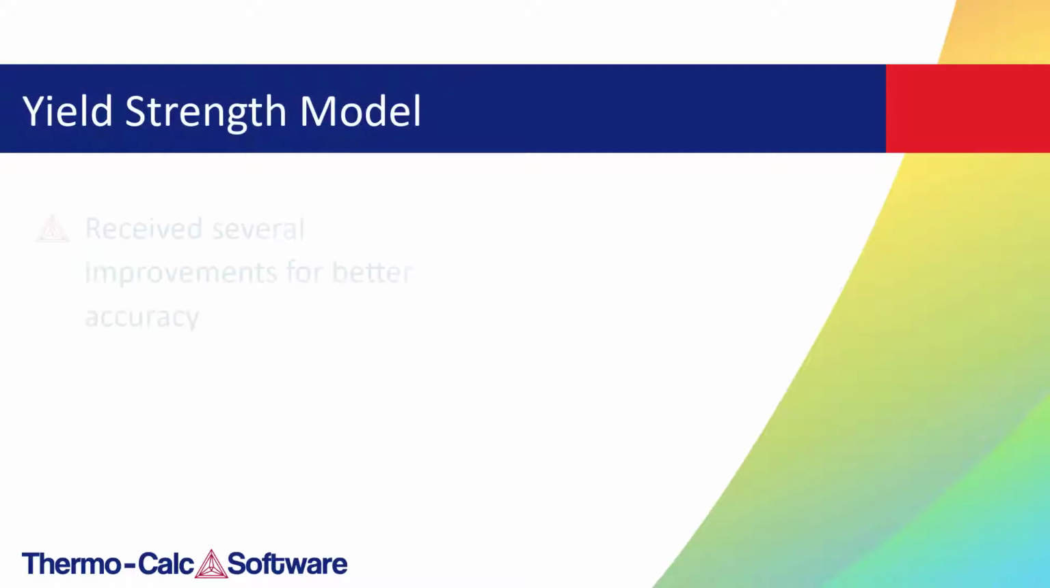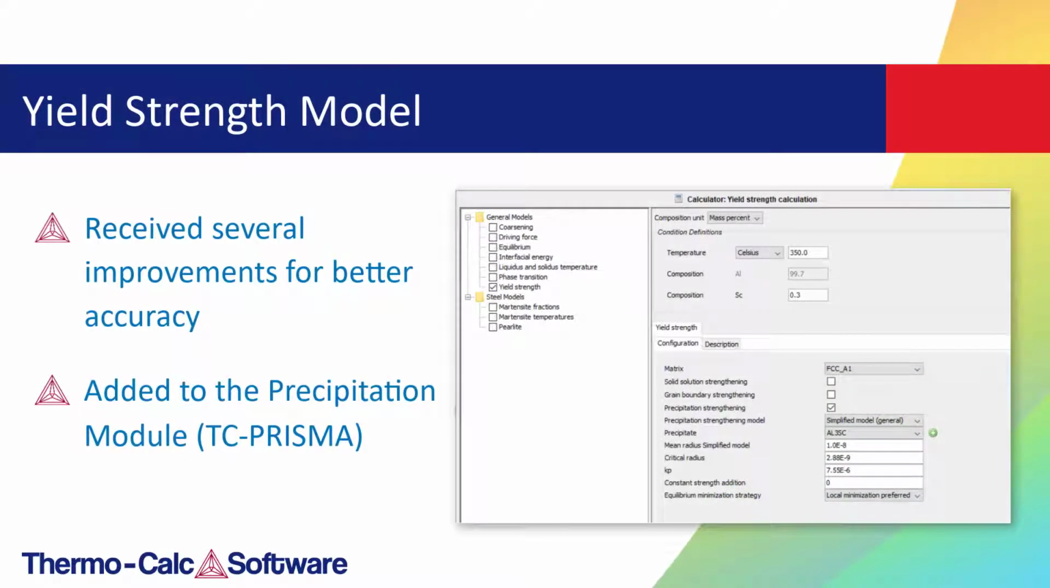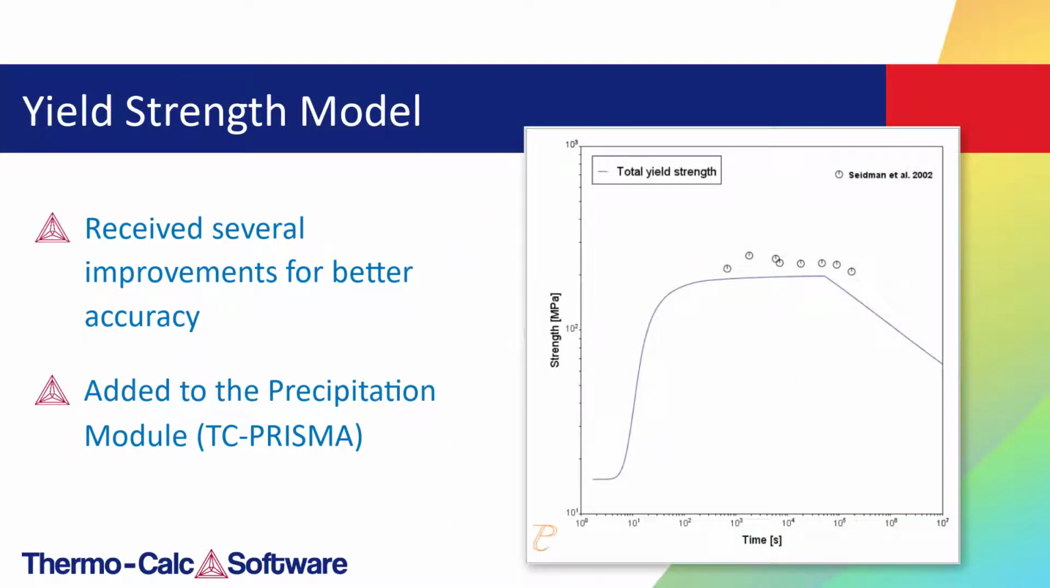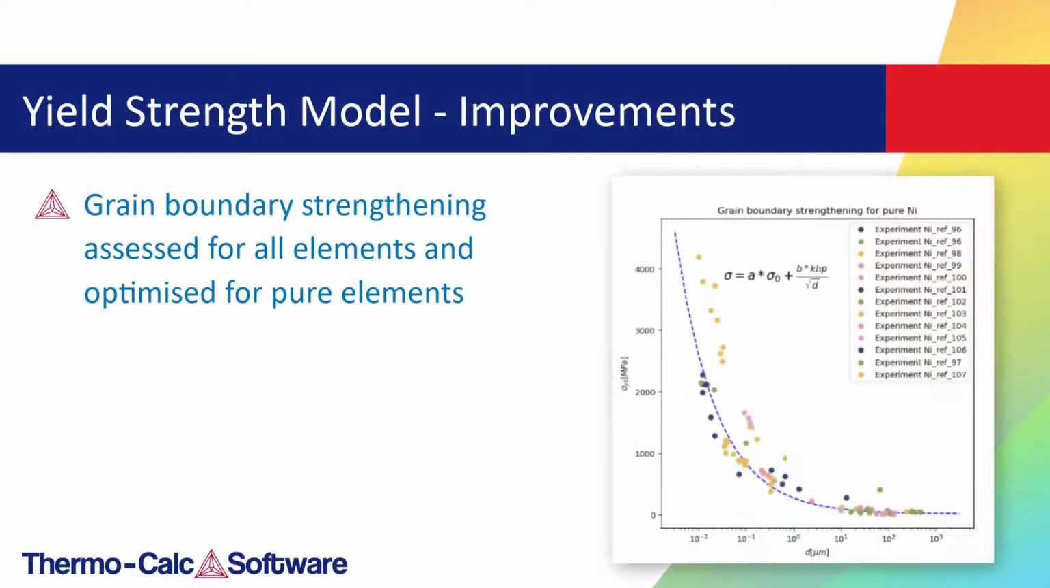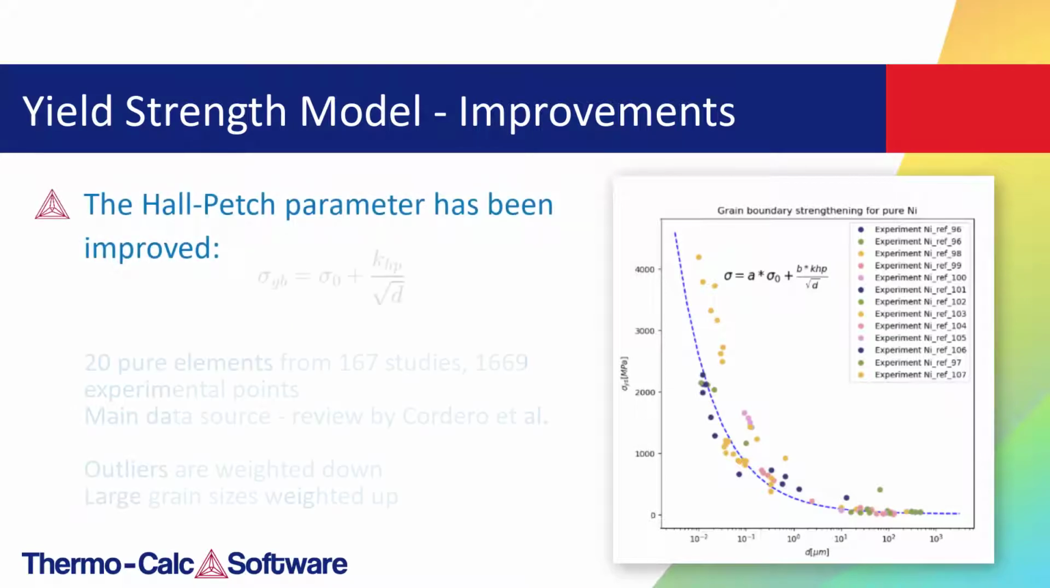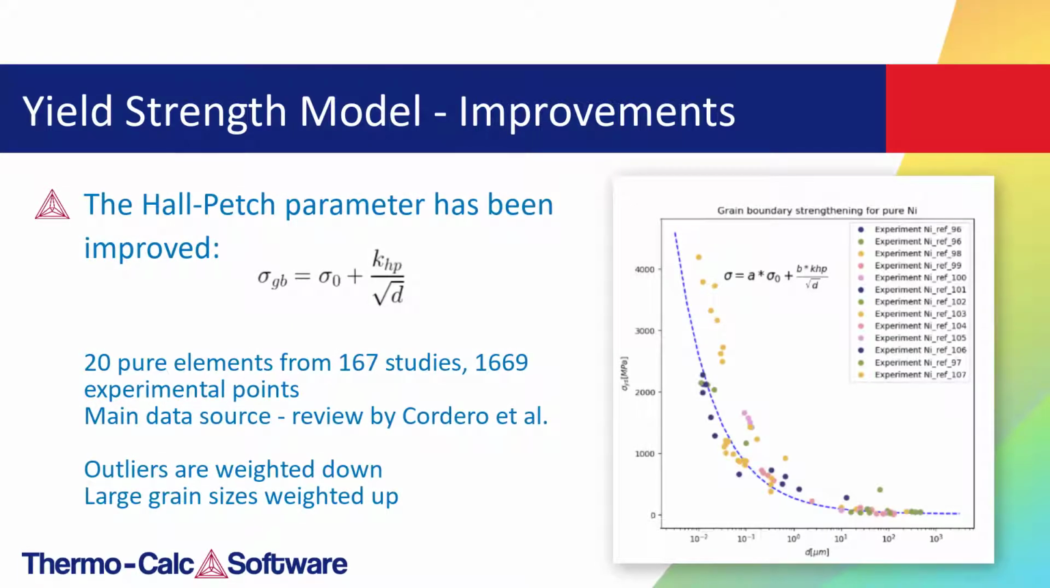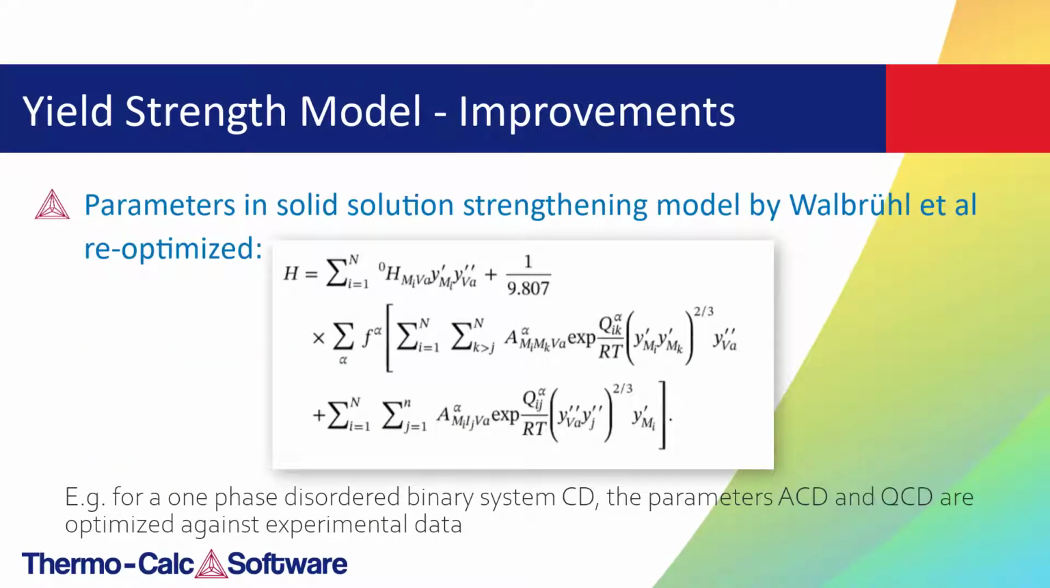The yield strength model in the Property Model Calculator has received several improvements to make it more accurate. It has also been added to the Precipitation Module TC-PRISMA to allow users to use the results of a precipitation simulation as input for a yield strength model. Grain boundary strengthening has been assessed for all elements and has been optimized for pure elements. Additionally, the Hall-Petch parameter, which is used to estimate the grain size hardening, has been improved. The parameters in the Solid Solution Strengthening Model by Walbrühl et al., as shown on the screen, have been reoptimized.